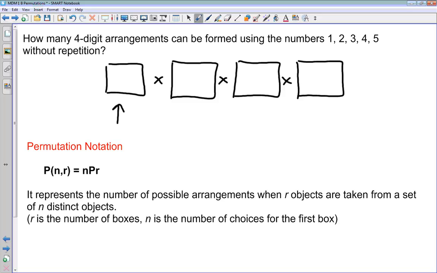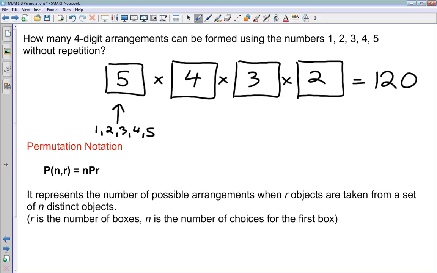But once we start in one place, it determines what we can do for the other boxes. If we start here, we've got 5 choices for that first position. We can use a 1, a 2, a 3, a 4, a 5. But once we've put one of those numbers into that position, we no longer have that number available for the other positions, so we only have 4 numbers available, then 3, and then 2. So the total number of possibilities is going to be 5 times 4 times 3 times 2, or 120 possibilities.